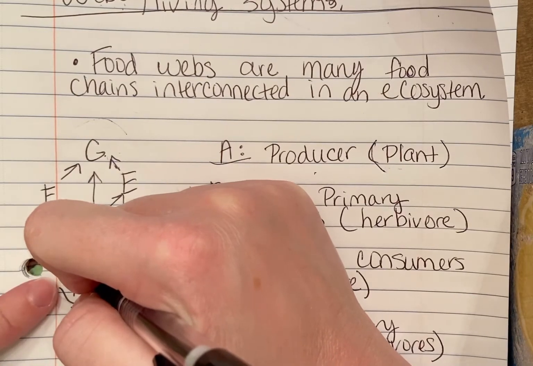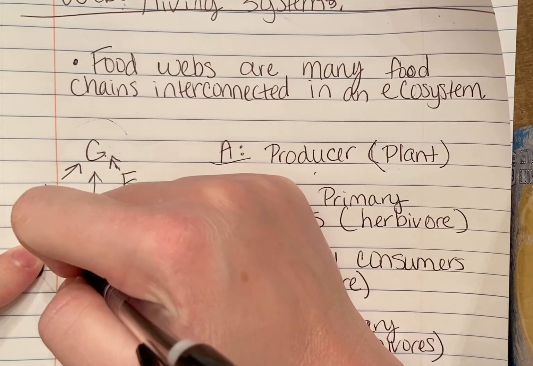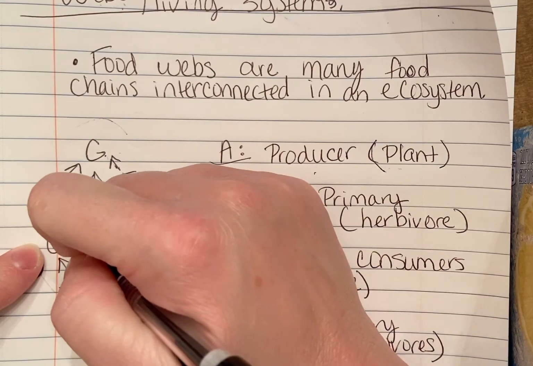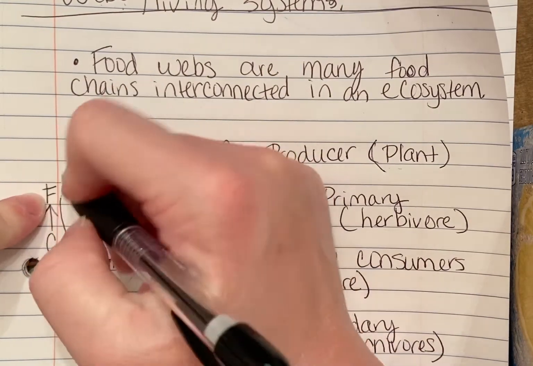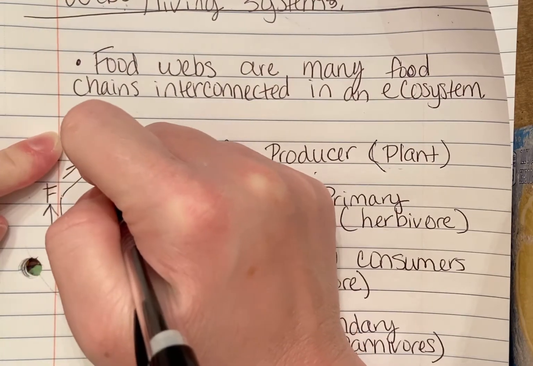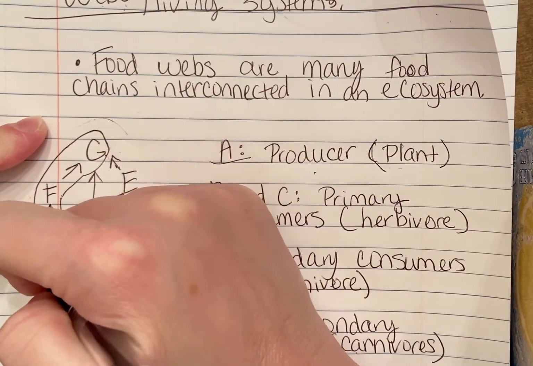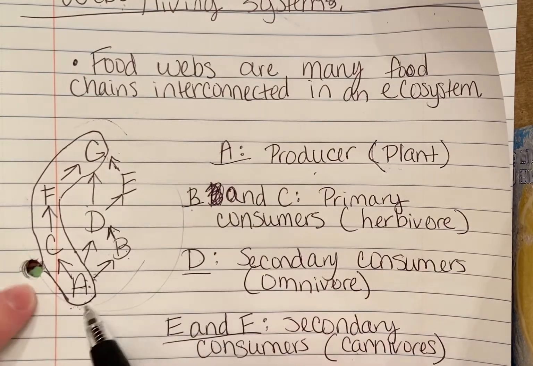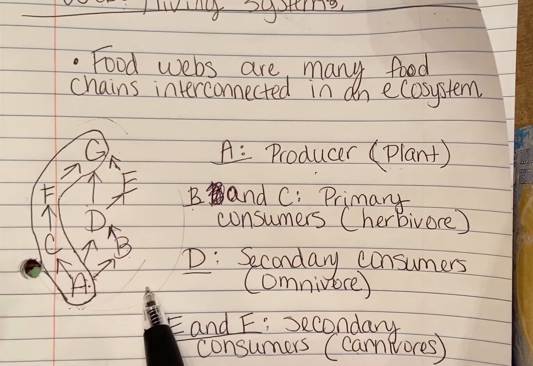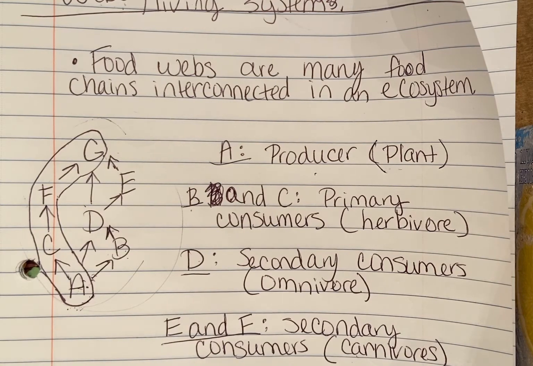Now this plant is going to give its energy to this primary consumer. This primary consumer gives its energy to this secondary consumer, and then this secondary consumer gives its energy to the tertiary consumer, the apex predator. So this is a food chain. You can make food chains here or here. Remember that food webs are many food chains interconnected in an ecosystem.